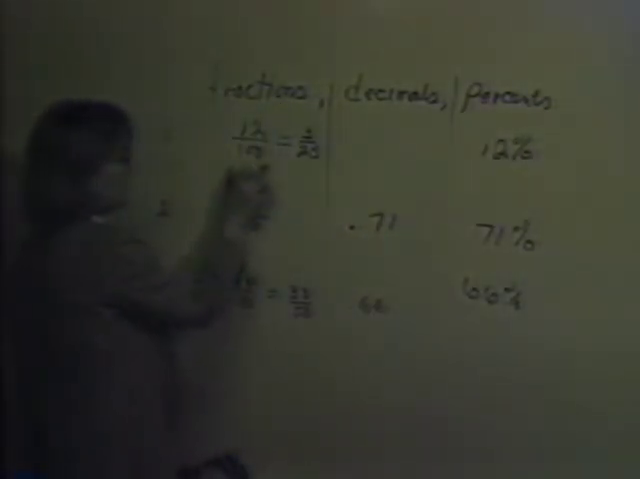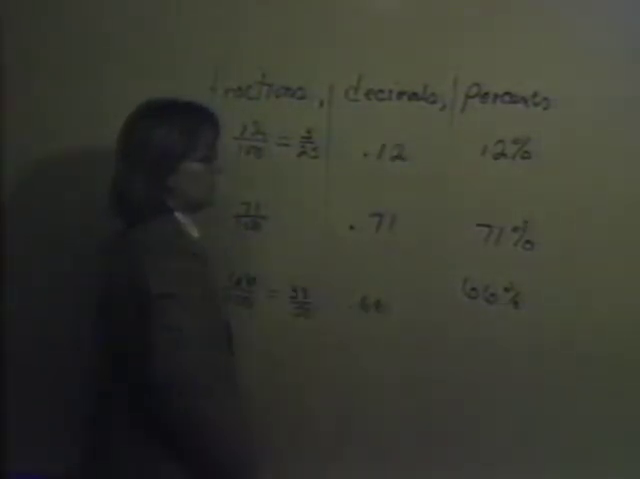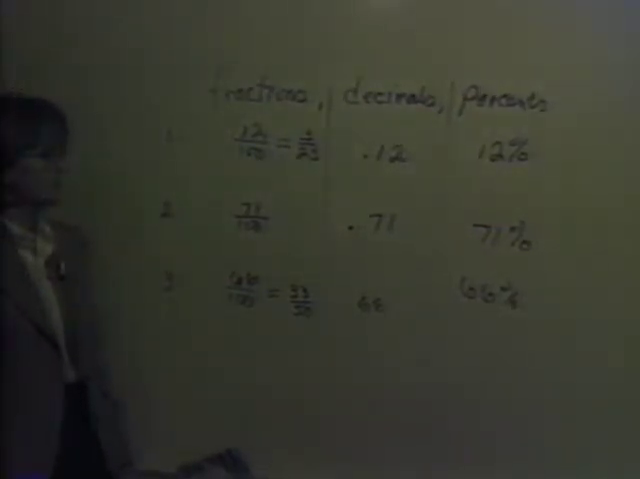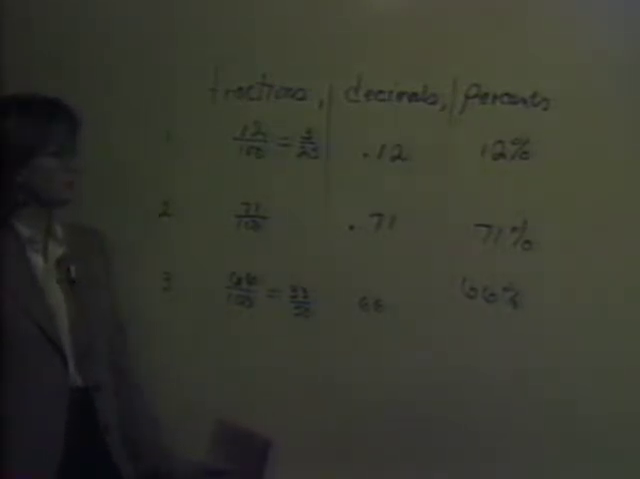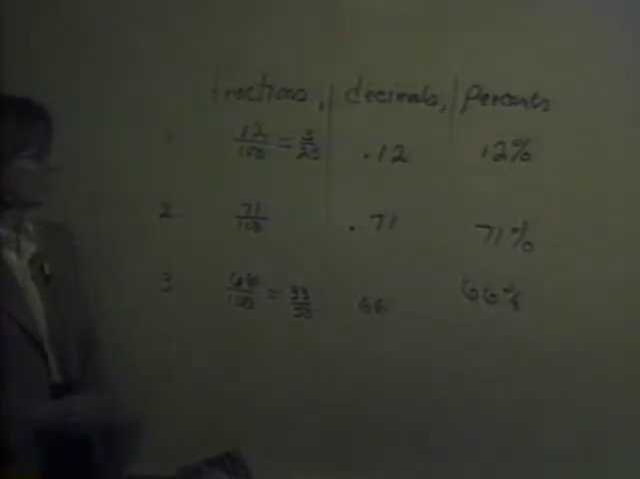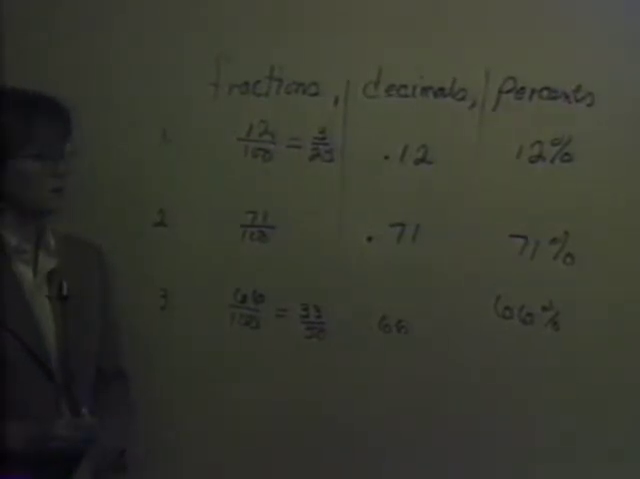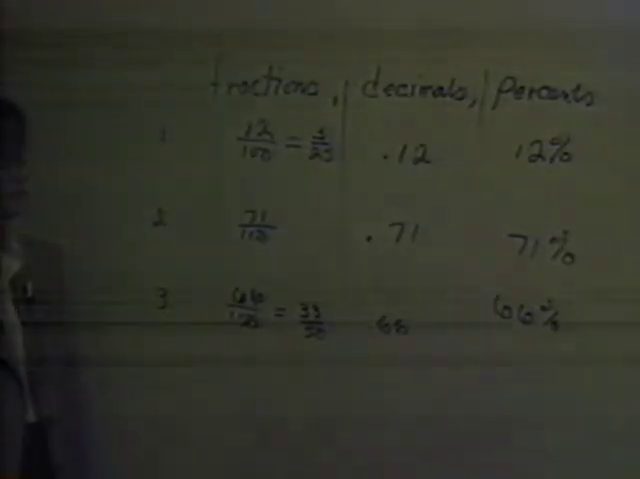Okay, also if we have a denominator of 100, we can write it in decimal form by using the two places, 0.12. So we can change any fraction to a percent, any decimal to a percent, and we can go backwards. Any percent can be changed to a decimal. It can also be changed to a fraction. So these are some very common and useful tools that we need to have at our fingertips in order to work with percents.